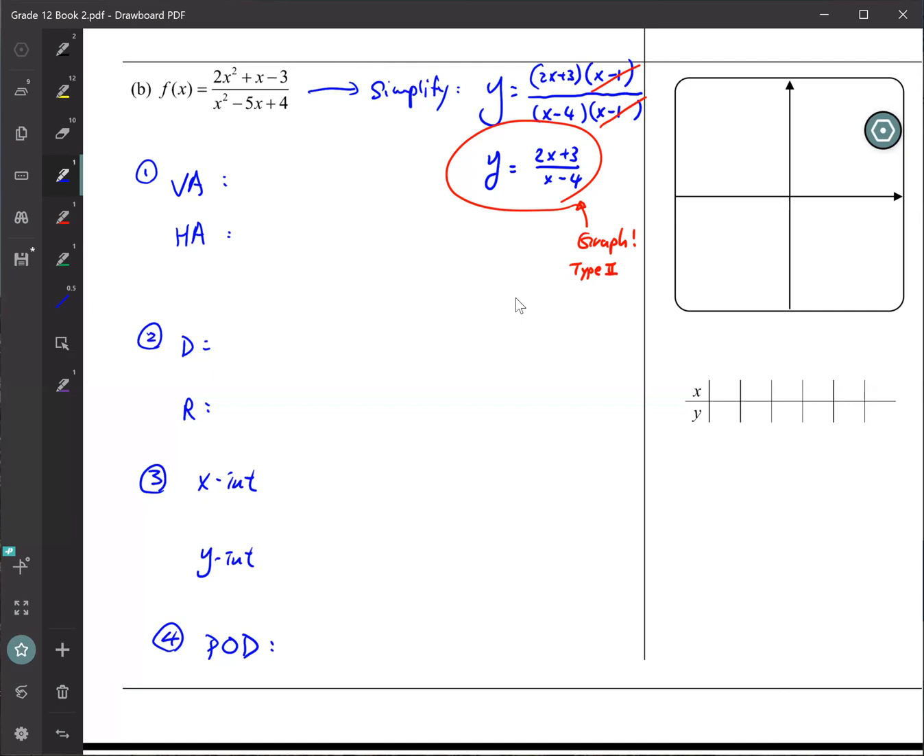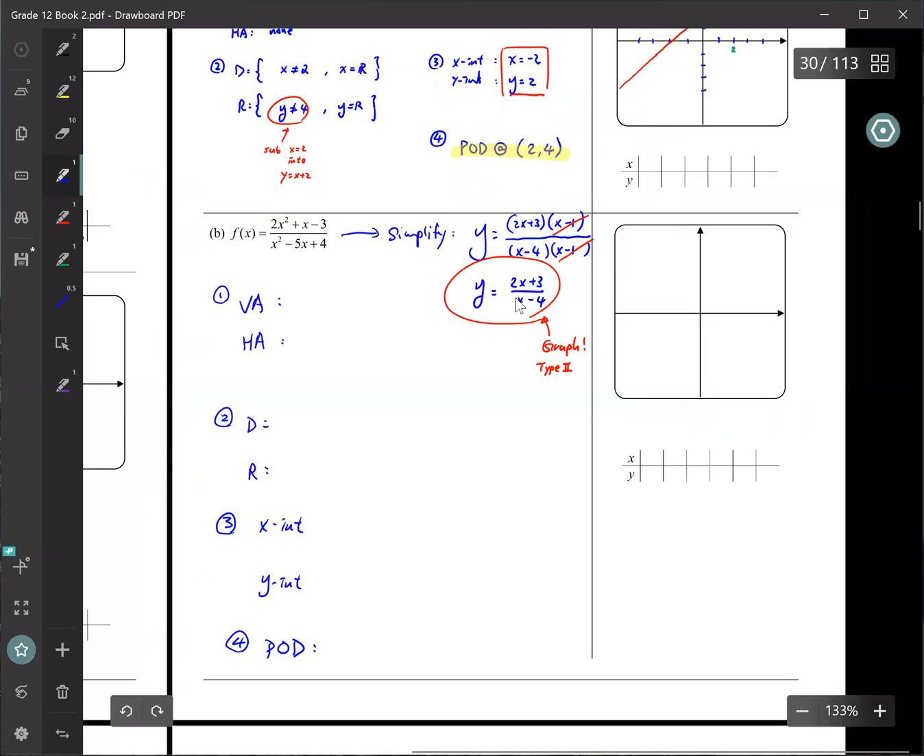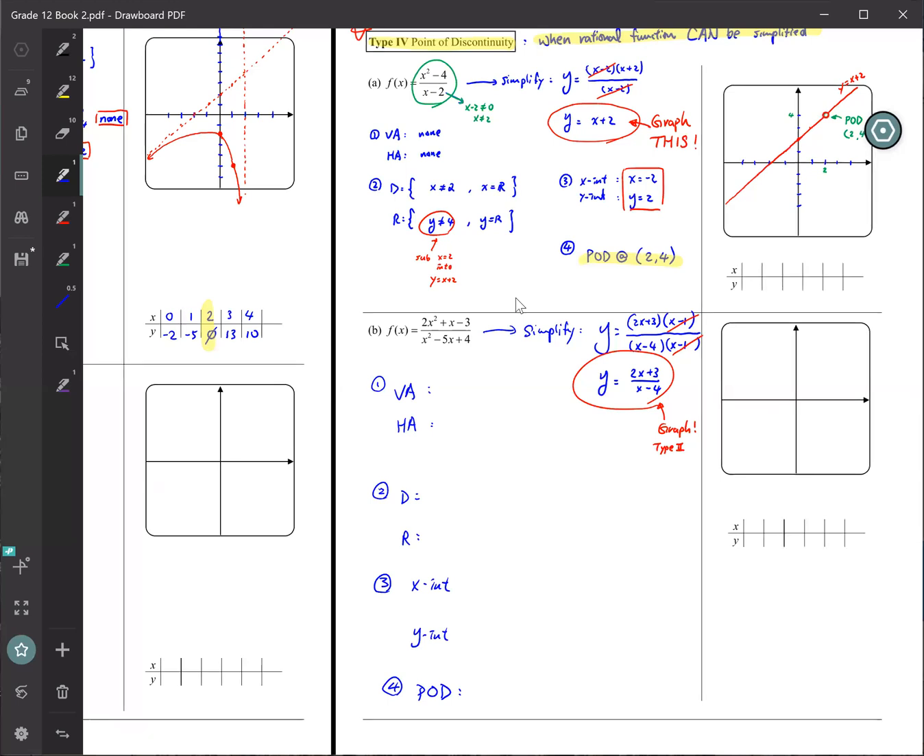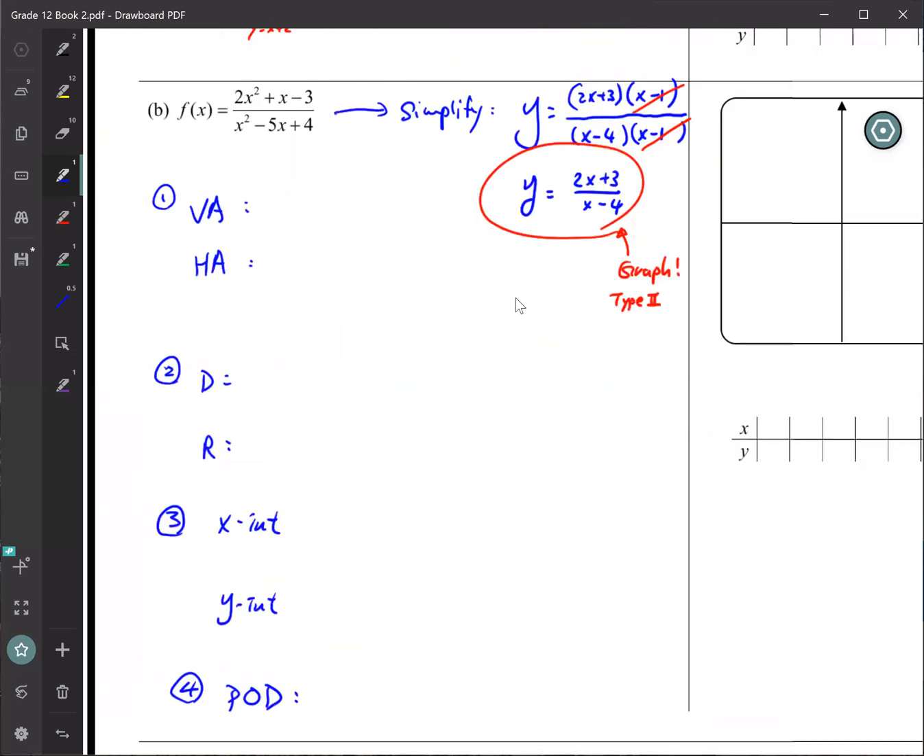Okay, let's check vertical asymptote. I think you guys got the vertical asymptotes, right? This time, compared with the last one, it is not linear, so we would have asymptotes now, okay? Because we are graphing a rational.